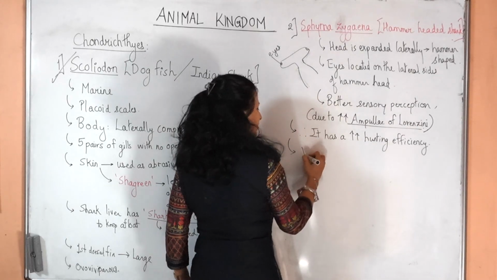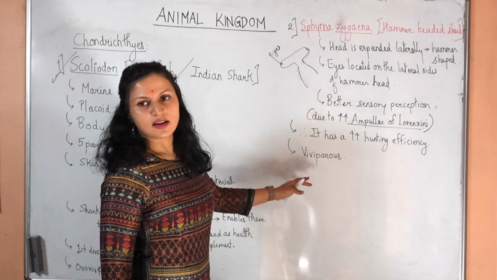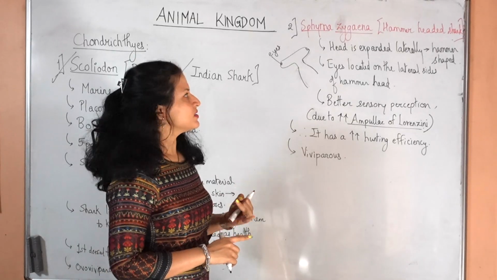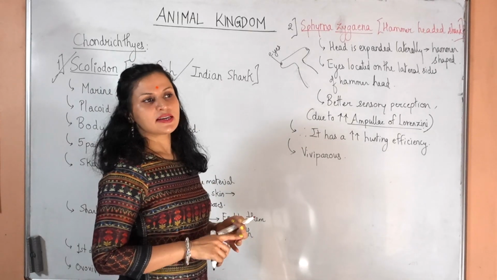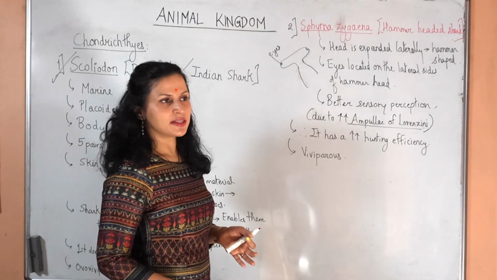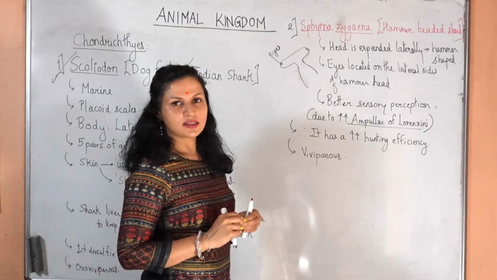These organisms are known to be viviparous. For viviparous cartilaginous fishes, you have to remember two examples. One is the Sphyrna zygena and second one is Pristis. Okay, we will be doing that. Both of these are viviparous cartilaginous fishes.